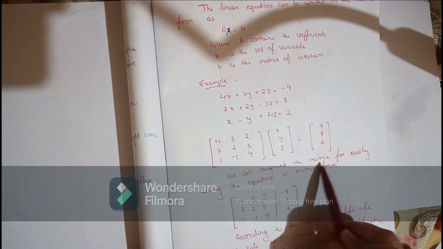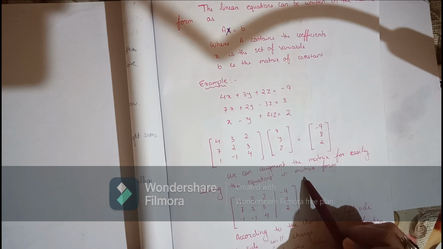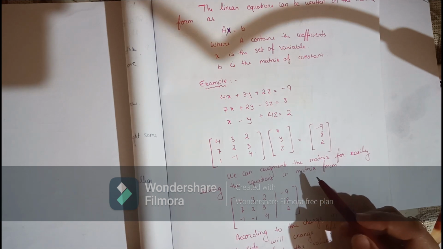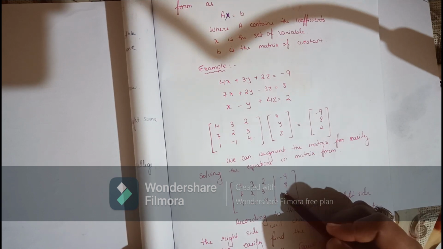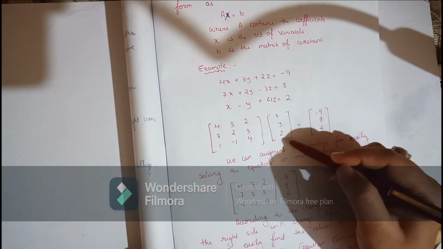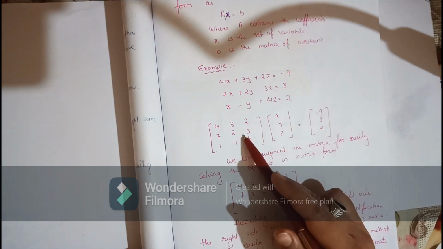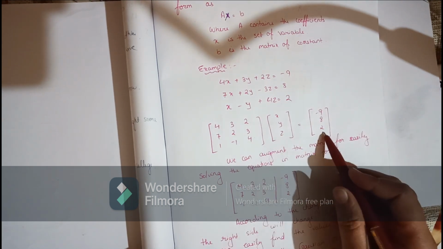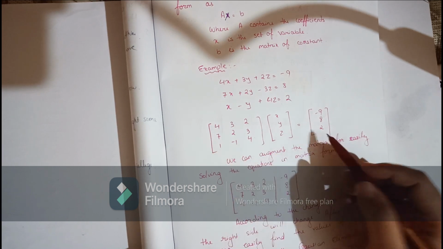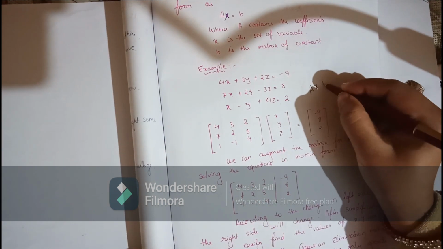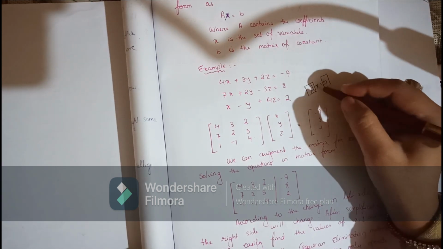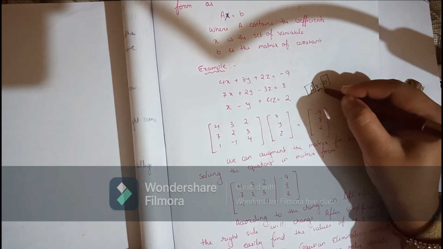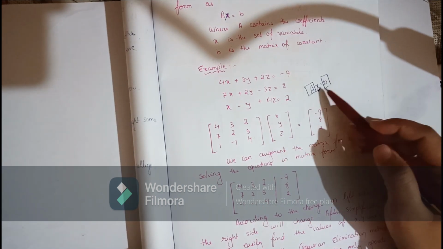We can augment the matrix for easily solving the equation in matrix form. I already told you what augmentation is in the previous video. In the augmented matrix, the variable matrix we keep aside, and we write the coefficients on the left side and the constants on the right-hand side. We are assuming the variables as unknown, so we just keep them aside for solving. So we write A and b and solve.